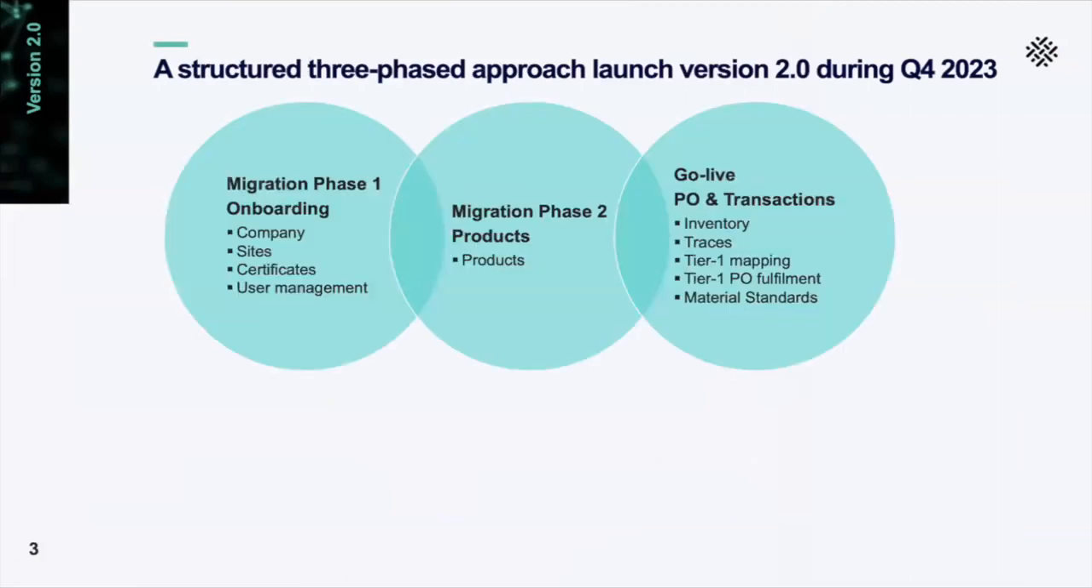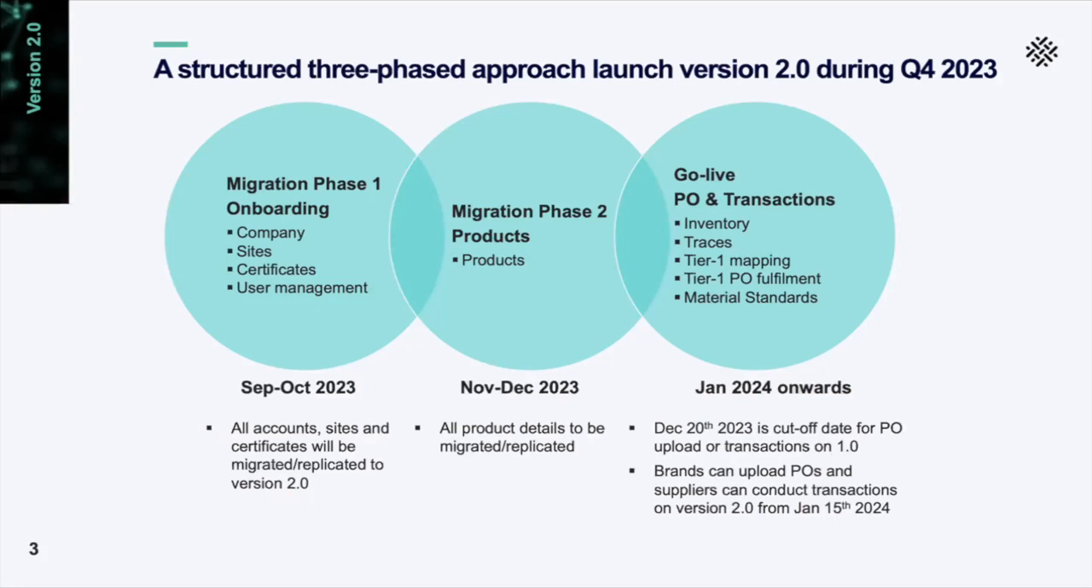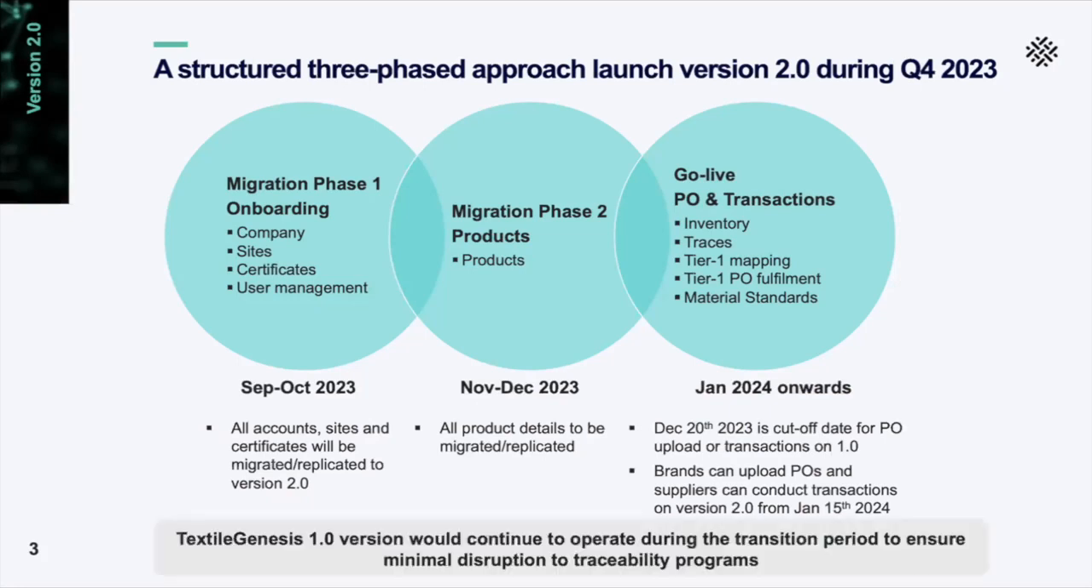And those three phases were the migration phase one, which is the onboarding of company, sites, certificates, and user management. We had a migration phase two, which is specifically focused on products and product creation. And finally, the actual go live of PO and transactions that would happen as part of the third phase. And the timeline plan we had was September and October 2023 for migration phase one. So we are at the end of the phase one, and we are looking at going live with the migration by tomorrow. Between November and December, we will be doing the phase two migration. And finally, we will be looking at the final go live by Jan 2024.